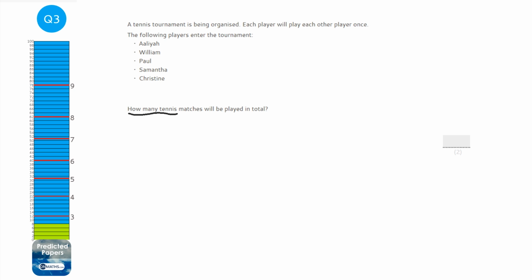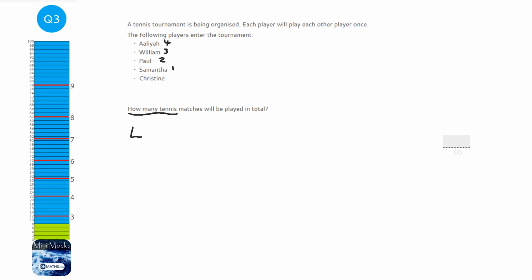Alia has 4 people that they're going to play against: William, Paul, Samantha and Christine. William, well, we've already counted Alia's match with William, so William only has 3 left that he can play. Then Paul, we've already counted his match with the other 2, so he's only going to play Samantha and Christine, other than his matches we've already counted. Samantha only has Christine left to play after we counted all the other matches. And Christine's matches have already been counted so far.